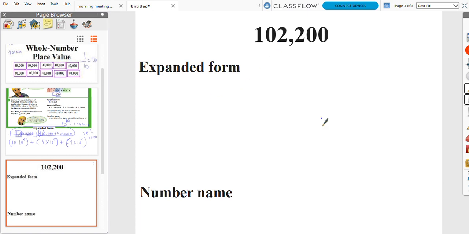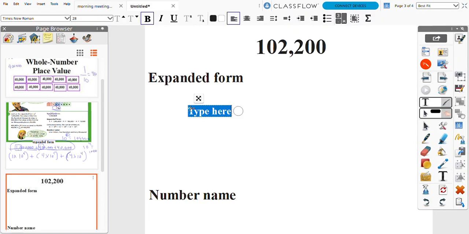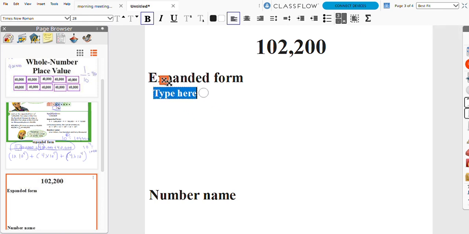102,200. So let's write that in expanded form. We know in expanded form that would be, take the 1 in 100,000. So 100,000 is 100,000 plus nothing in the 10,000s place, right? So we have something in the thousands place. 2 in the thousands place would tell me I have 2,000 plus my hundreds place is 200. That says its name. Nothing in the ones and nothing in the tens.